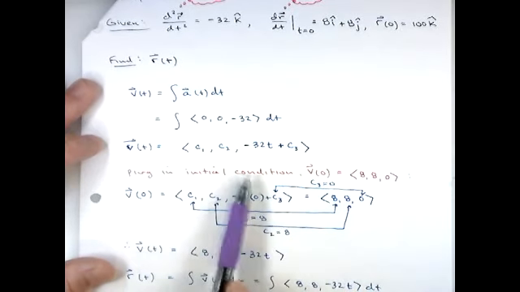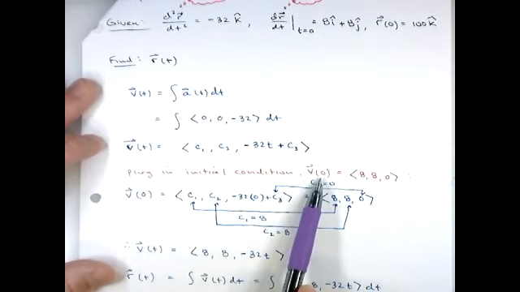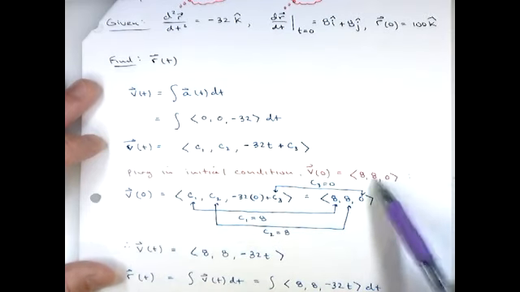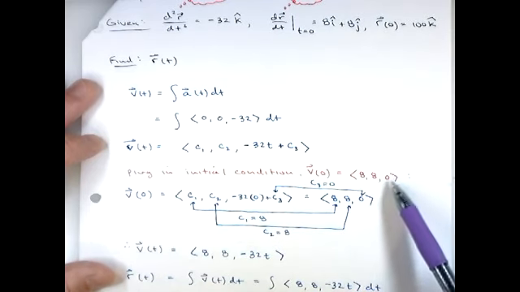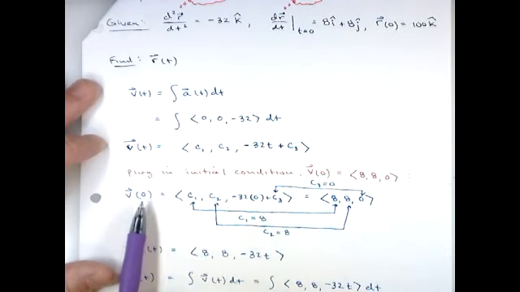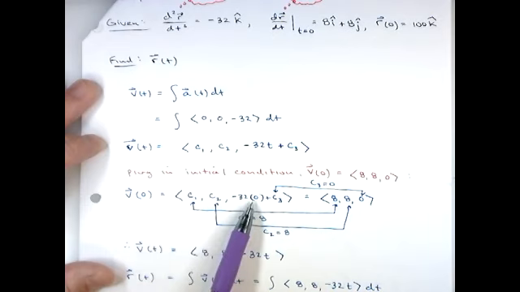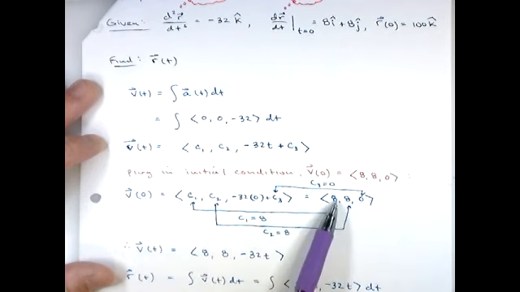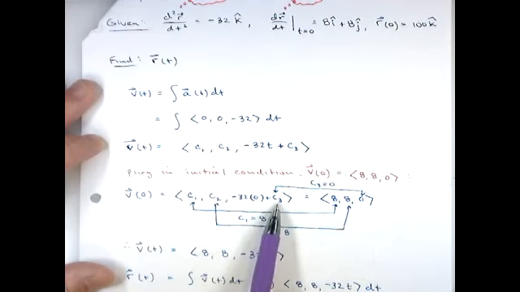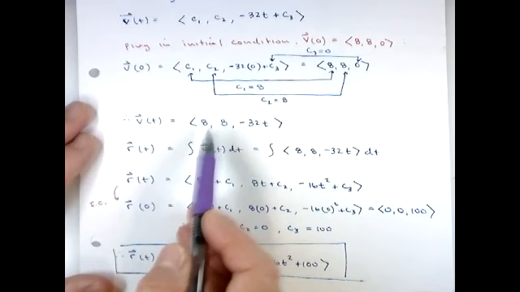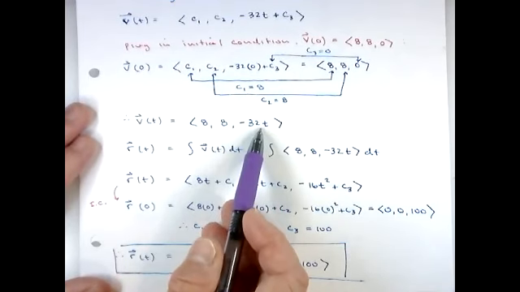Now to solve for those constants, we have to take our initial velocity, which was given to be 8i plus 8j, and then no k. So if I plugged in 0 for t, and set that equal to 8, 8, 0, we can see that C1 is going to be 8, C2 is going to be 8, and because that comes out to be 0, C3 would be 0. So our velocity vector is 8, 8, negative 32t.